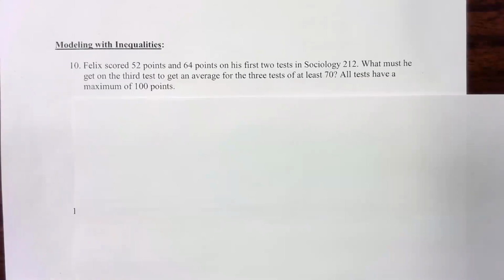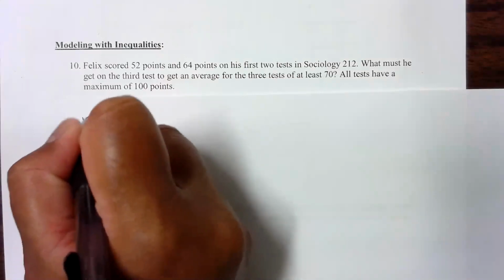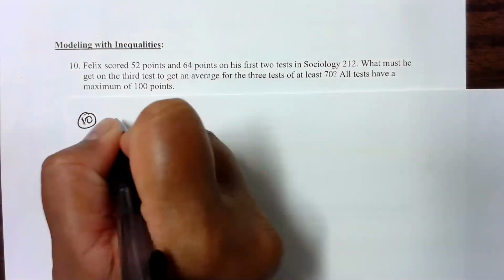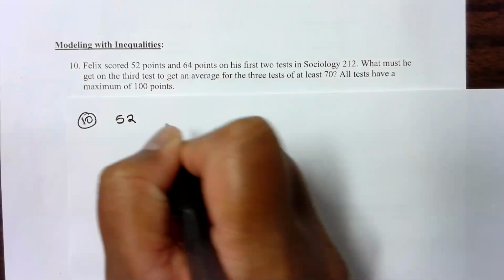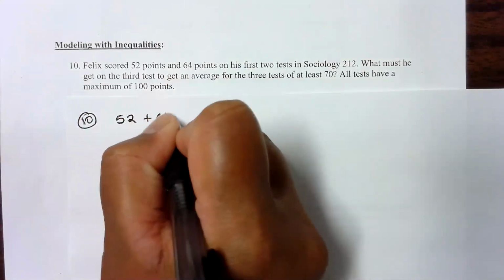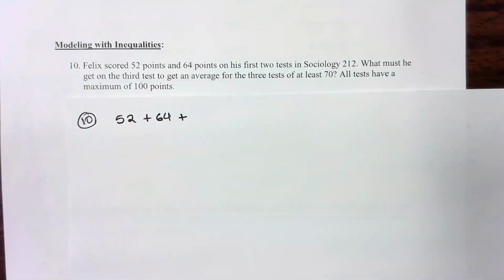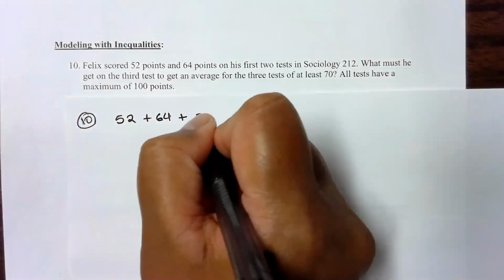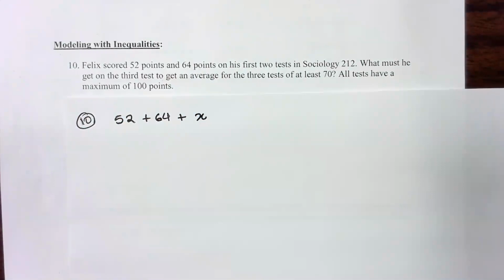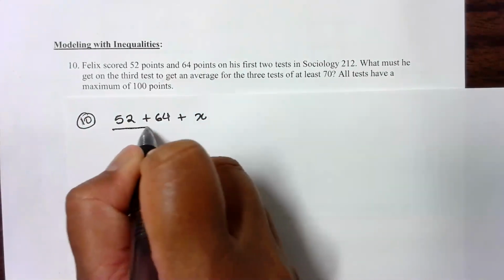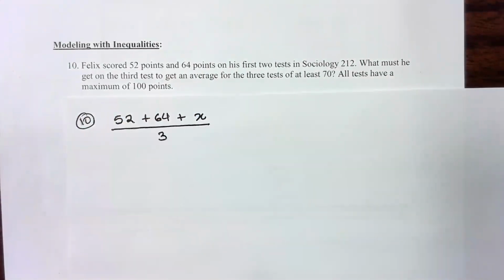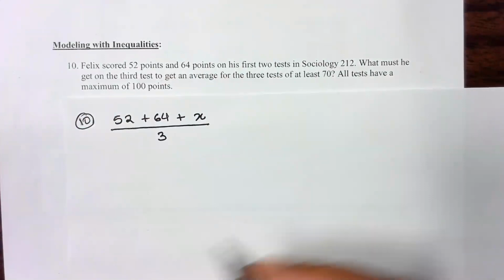So the first thing we need to figure out is how do we calculate an average? Remember, for an average, we take our 3 points, so that's 52, 64, and we're actually trying to figure out what he must get on the third test, right? Which means that is unknown. Let's go ahead and call that our x. So we're taking an average of 3 of these scores, which means we divide by 3. Now we are saying that this average must come out to be at least 70.